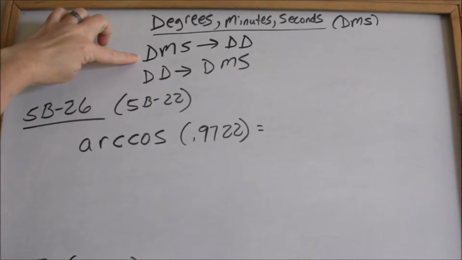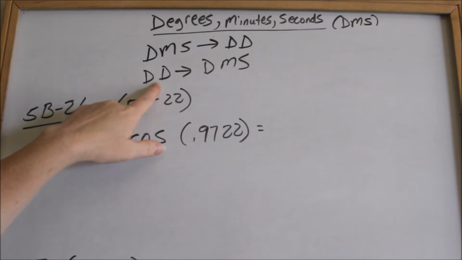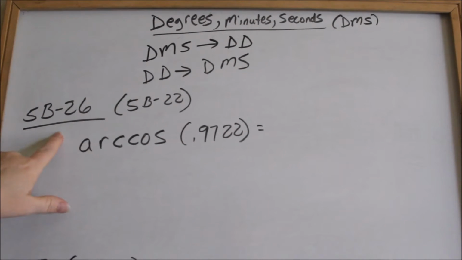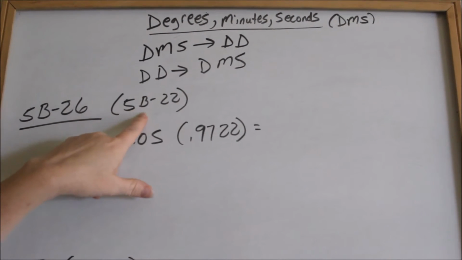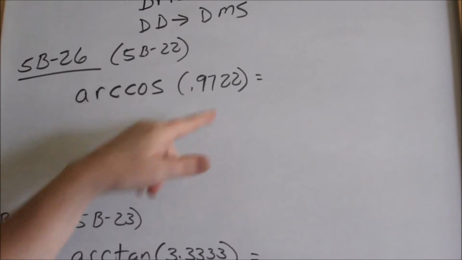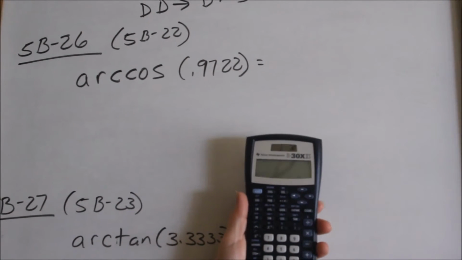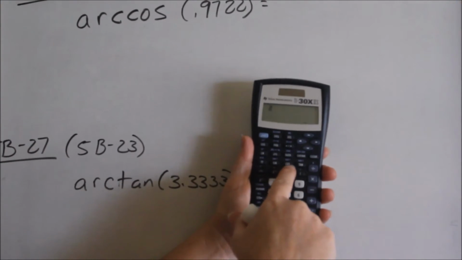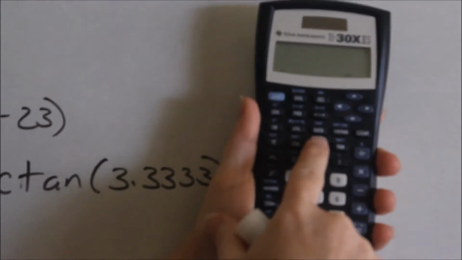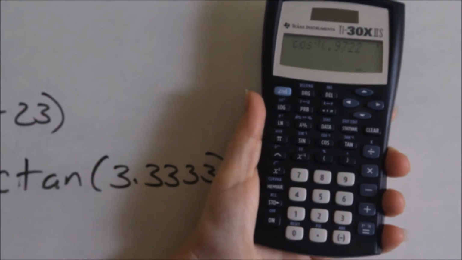Okay, we just did degrees, minutes, seconds to decimal in our calculator. Now we're going to go from decimal to degrees, minutes, seconds. Okay, so we're looking at 5B26. This also correlates with 5B22. In 5B22, they were asking us to find the arc cosine of 0.9722. So, again, your calculator. So, finding the arc cosine, you're using the inverse cosine. So you're using your second button with the cosine button, and then you're putting in your 0.9722, and then you hit enter.